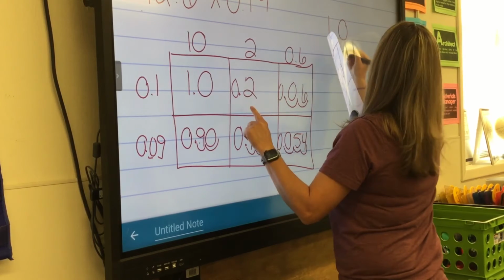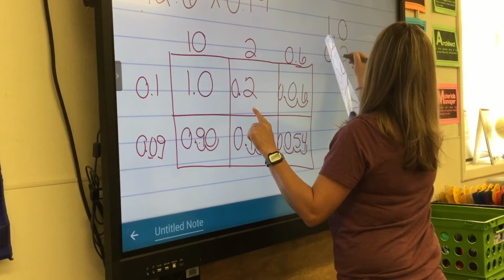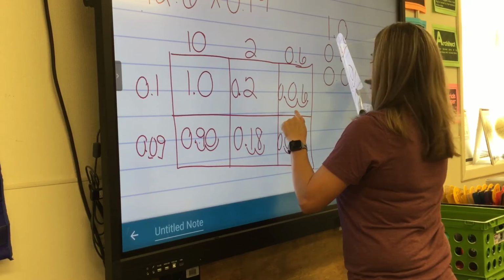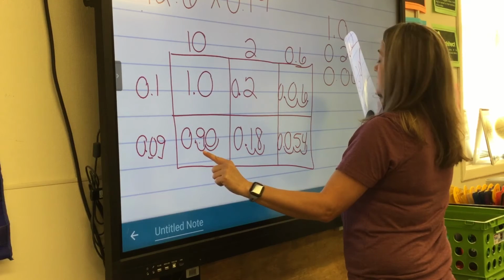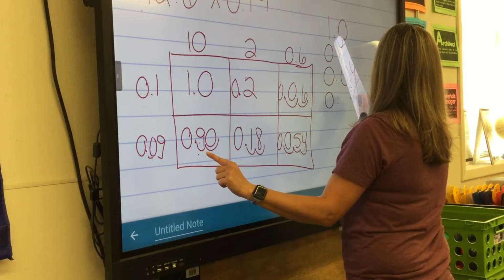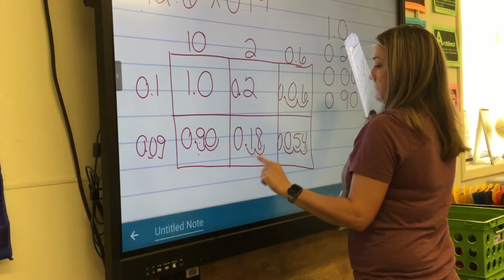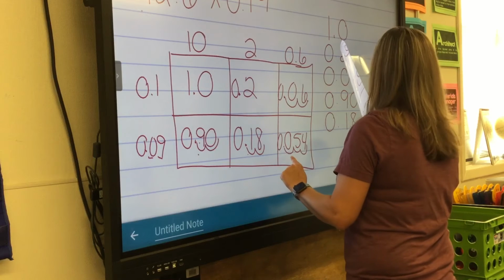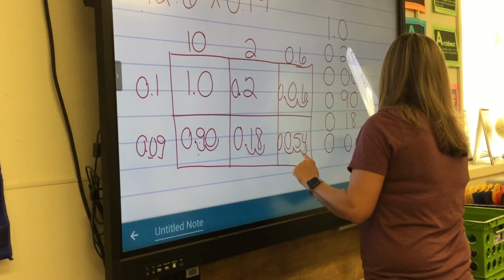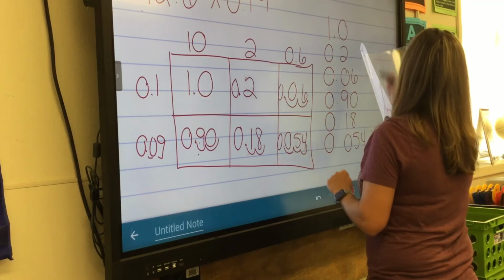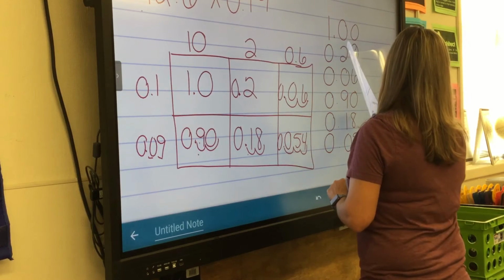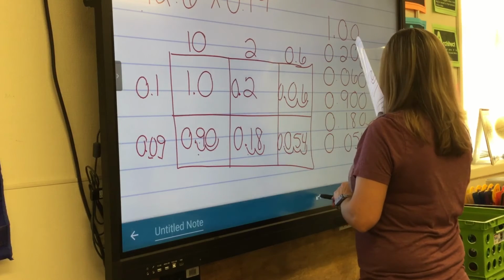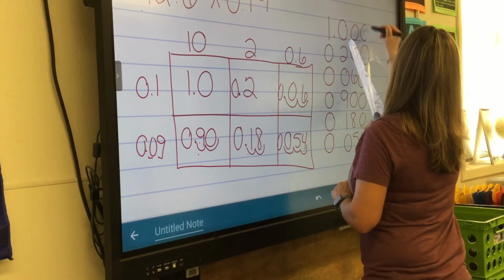1.0. I have 2/10. I have 6/100. I have 9/10 or 90/100. Either way, it's the same thing. I have 18/100. And then I have 54,000ths. Now I see I've got to annex some zeros here. Hold some places, which that one needs to go up here a little bit.